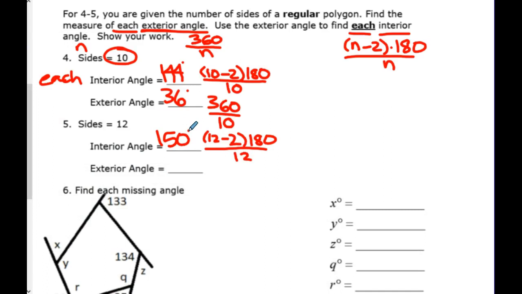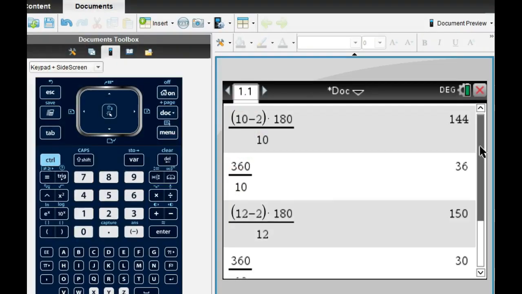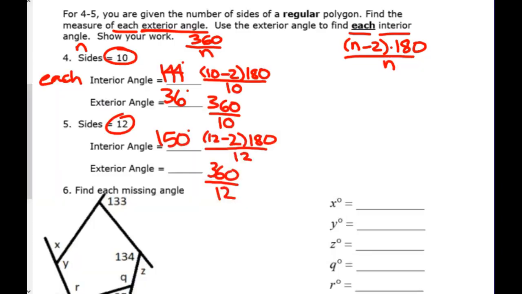Exterior angle, I'm going to do 360 divided by my n, which is 12. 360 over 12 is 30. All right, so far, so good, hopefully.